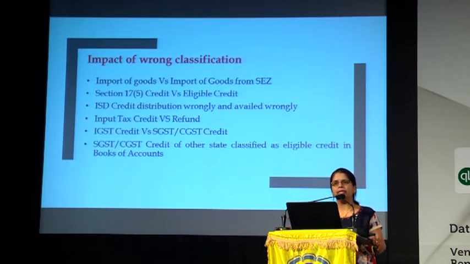Then section 17(5) credit versus eligible credit is a task for all of us to understand, because there are certain expenses where there is a dispute on whether I can use it as an eligible credit or should I say it is ineligible credit. There are many expenses I can tell you where there is still a dispute on this credit aspect. So we have to decide on this classification.